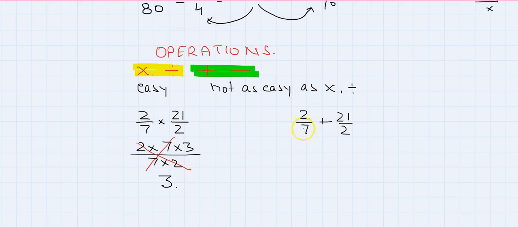Now if we have to add, if you add it like this, 2 plus 21 is 23, and 7 plus 2 is 9. So it is totally wrong. We don't add fractions like that. To add the fractions, the denominator must be same.